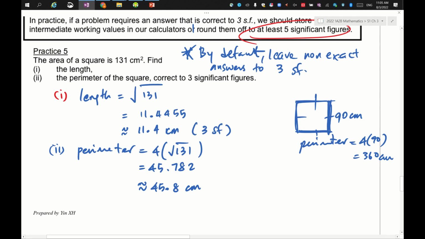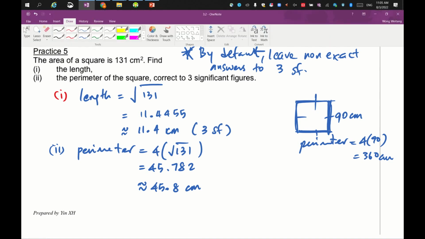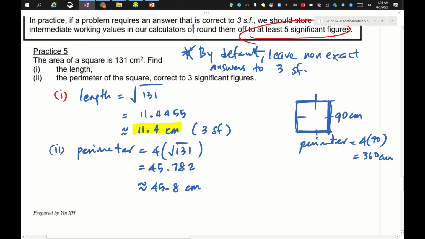So now, still with your calculators on the table, what would your answer be if you used the length 11.4 to calculate the perimeter? Try it now. If you use 11.4 as the length, what will your perimeter be? How much do you get? 45.6, right? Is it the same as my 45.8? Different. Which one is more accurate? The 45.8 is more accurate.